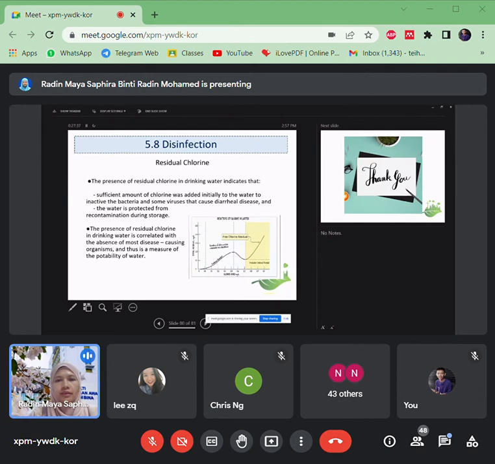Okay, and then we also need to check the residual. Residual means that after we add the chlorine, where does it go? How much chlorine is actually available in the water system? Or its leftover.